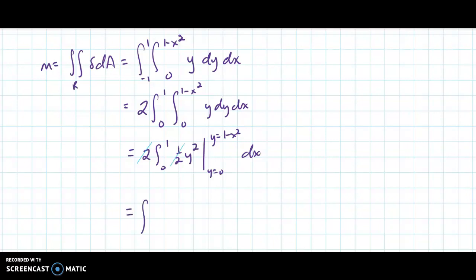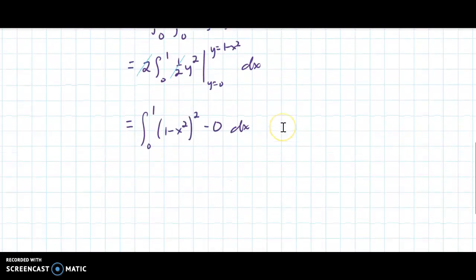So I get the integral from 0 to 1. And look, when I plug these bounds in, I'm going to get 1 minus x squared. That's the upper bound plugged into this without the half. And then when I plug in the 0, I'm going to subtract 0, so I'm not even going to write that piece. Actually, maybe I will, so you can make sure you see it, with a dx there.